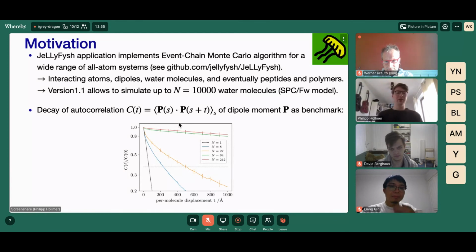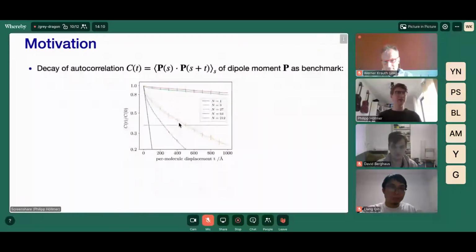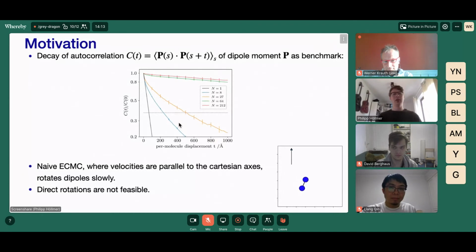Of course, we weren't very happy with that, and we tried a lot of things, for example, doing solid motions of the full water molecules, or we tried a lot of different parameters. But in the end, we unfortunately had to conclude that our naive version of Markov-chain Monte Carlo, where the velocities of each event chain are parallel to the Cartesian axis, only rotates dipoles slowly. We describe the water molecule as a dipole here. This is depicted by this movie on the right, where you can see, for a 2-dimensional dipole, for example, that each event chain first goes in X direction, then in Y direction, and then in X direction again.